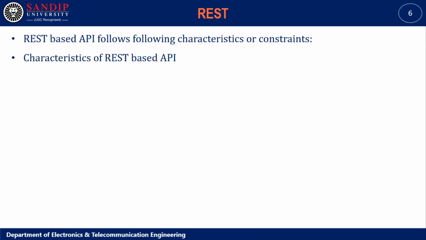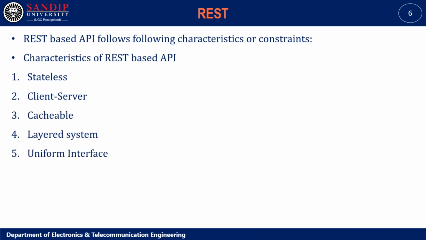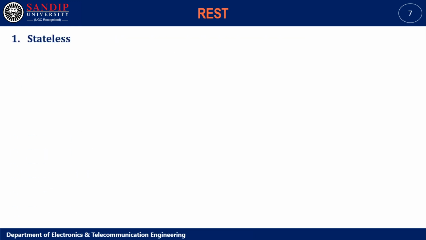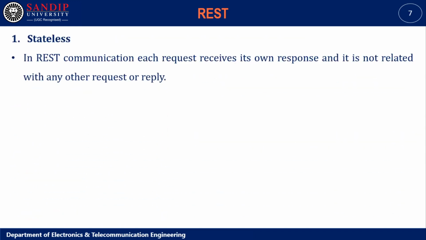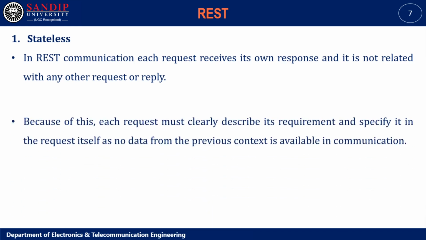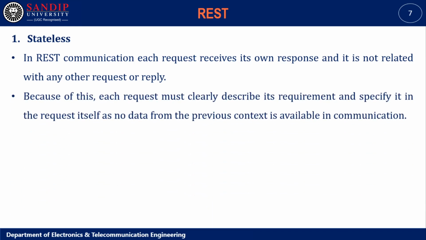Characteristics of REST-based API: stateless, client-server, cacheable, layered system, uniform interface, code on demand. First is stateless. In REST communication, each request receives its own response and it is not related to any other request or reply. Because of this, each request must clearly describe its requirement and specify it in the request itself, as no data from the previous context is available in communication.